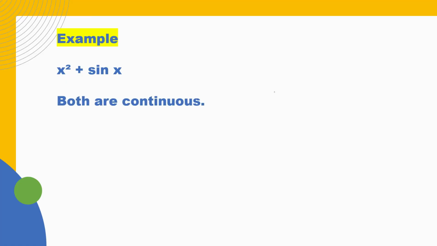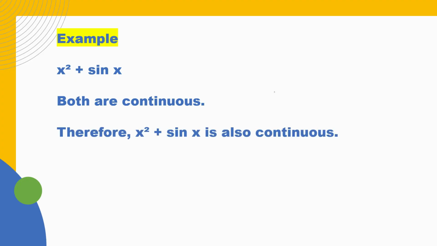Let's apply this theorem. Take the function x squared plus sin x. We already know x squared is continuous everywhere. We also know sin x is continuous everywhere. Since both functions are continuous individually, their sum must also be continuous. Notice that we didn't calculate even a single limit. This is exactly why the theorem is so powerful.